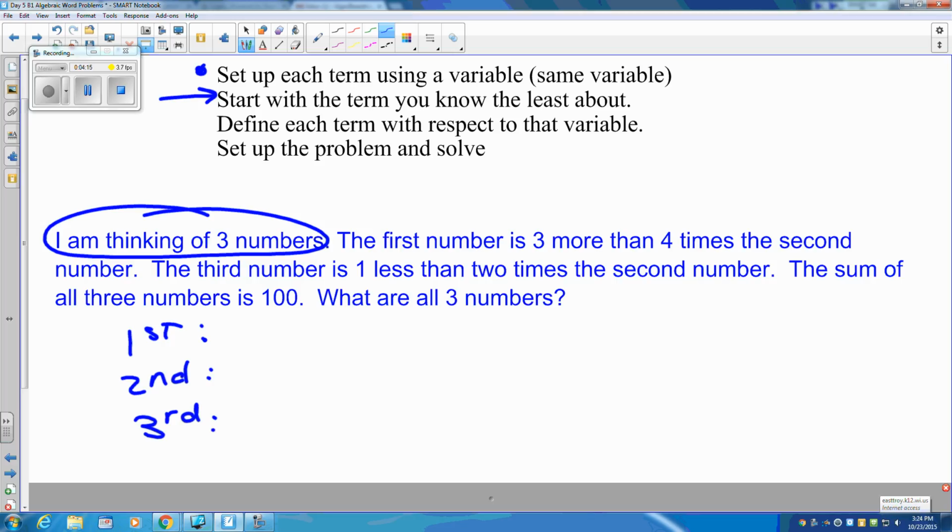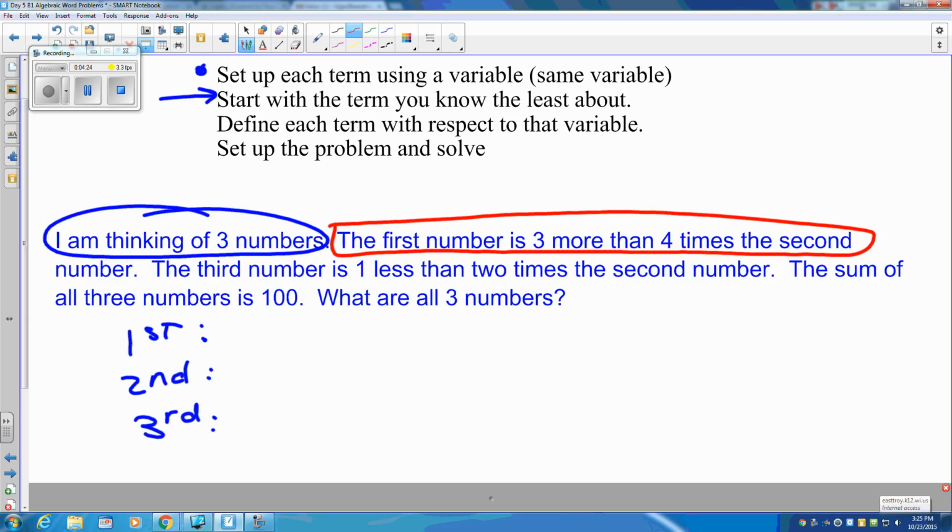As you read this problem, which one do we not know much about? Let's take a look. The first number is 3 more than 4 times the second. So I know something about the first number. The third number is 1 less than 2 times the second. I know something about the third number. The one I really don't know much about at all is that second. So we're going to start with that term, and let's just call it n. I don't know much about it.